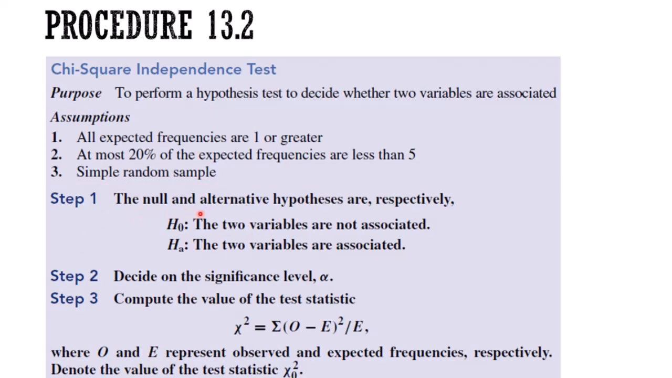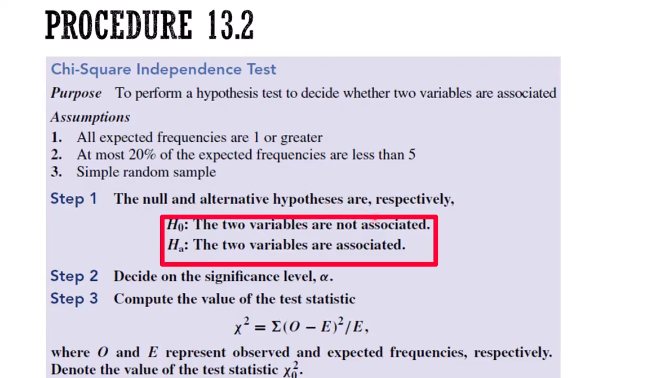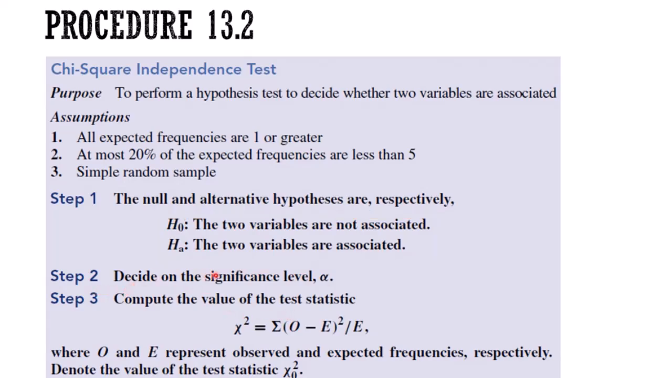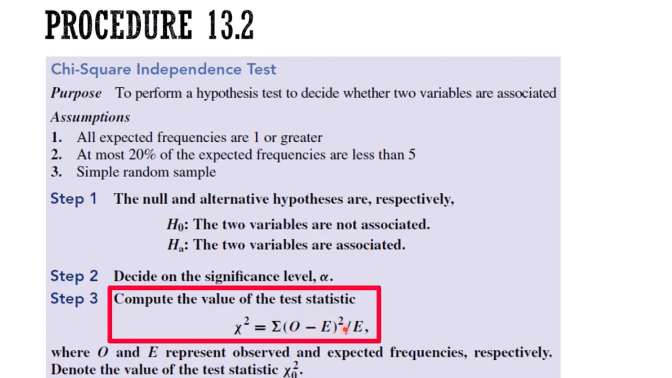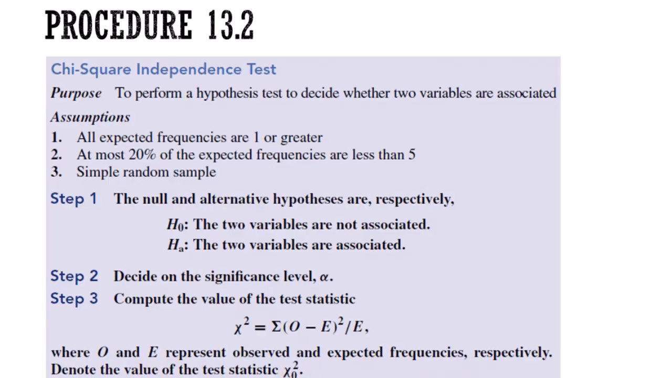Step 1, the way we state our null and alternative hypothesis, keep in mind it's written out as a sentence. Null hypothesis will say the two variables are not associated, or you can say the two variables are independent. And the alternate hypothesis will say the two variables are associated, or if you're using the term independent, then you should say the two variables are not independent. Step 2, you decide on the significance level alpha. In step 3, you compute the value of the test statistic. Chi-squared equals sigma of (O minus E) whole squared divided by E, where O and E represent observed and expected frequencies respectively, and we denote it with the symbol chi-squared sub 0.